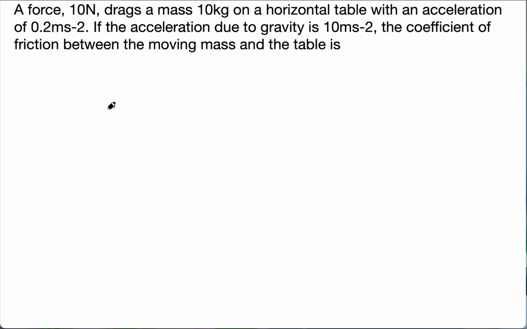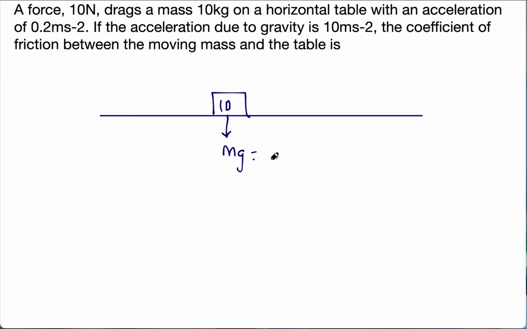So let us sketch the table. Let us assume that this is the table here. We have a mass, a certain mass. This is 10 kilograms. That implies that we can find the weight of this mass acting downward, which is mg, and that will be 10 times 10, and that will be 100 newton.